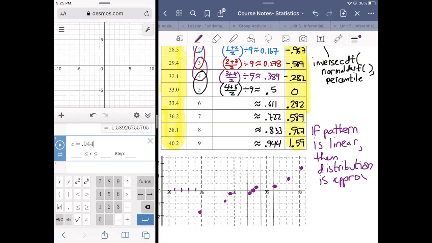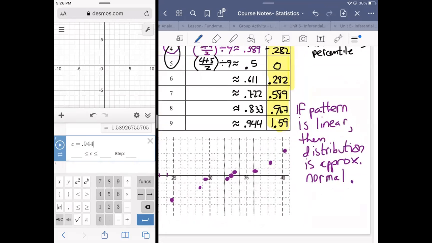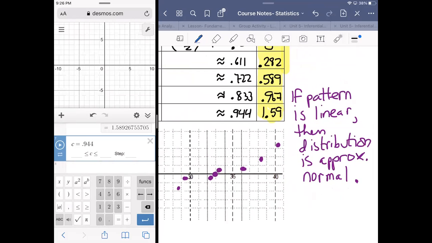We never say a distribution is exactly normal. That's not something that exists. There's no exactitude when it comes to normal distributions, not in the real world anyway. So we just hope for something that looks kind of, sort of normal. So we're still coming back to that kind of, sort of. So what I would say here as my conclusion is the pattern is somewhat linear, so the distribution is somewhat normal.